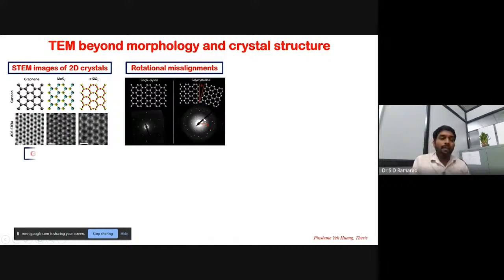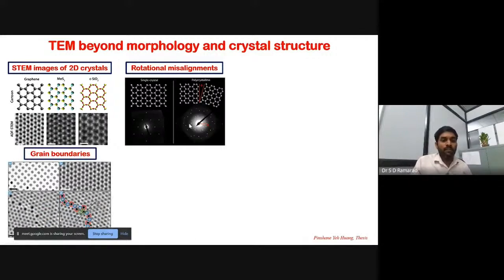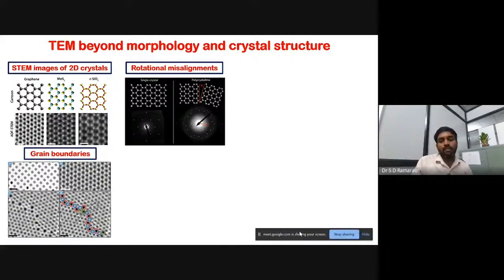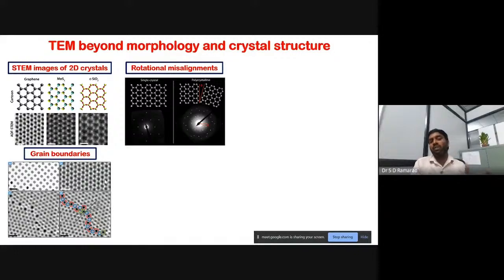Coming to the next one, grain boundaries. As I mentioned here, you see the graphene. This graphene does not have any impurities. You see very proper alignment of these hexagons, right? All are perfect. There is no discontinuity, no defect, no problem with this image. That means it is representing that your graphene is highly pure.